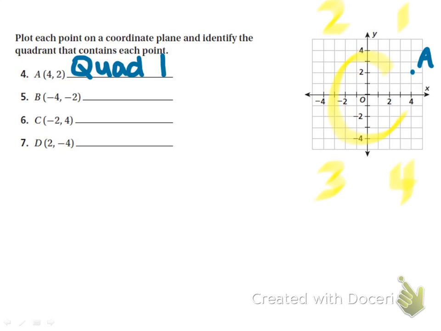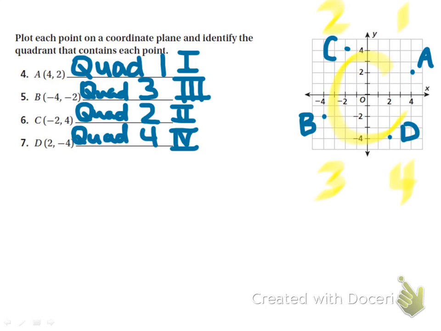Okay, I want you to do the same. I'm going to give you 30 seconds to do 5, 6, and 7. Okay, you should be done. And now if you look at letter B, it is in quadrant 3. Looking at letter C, it's in quadrant 2. And looking at letter D, it's in quadrant 4.